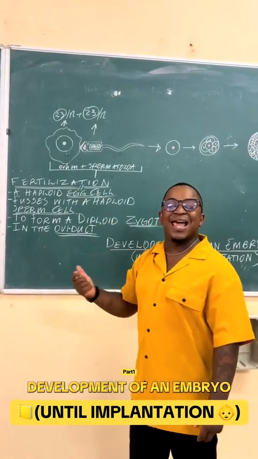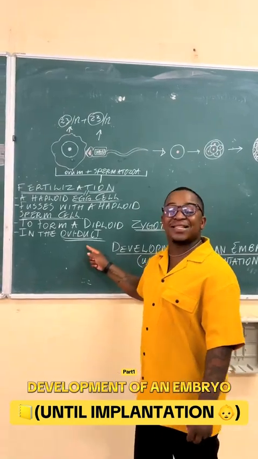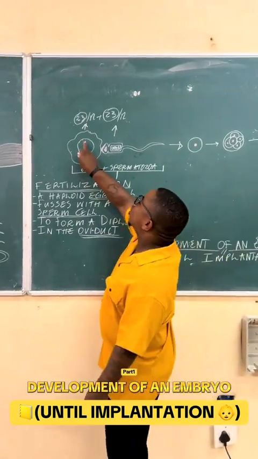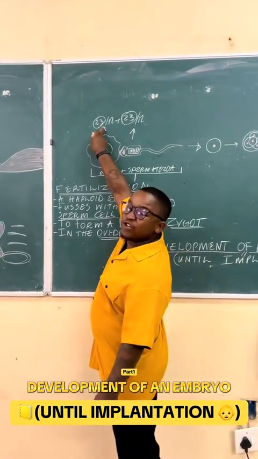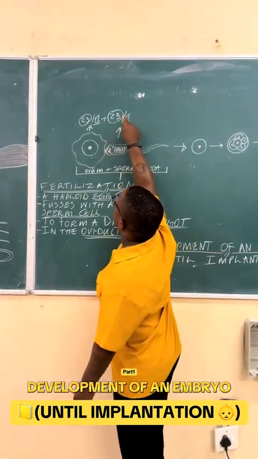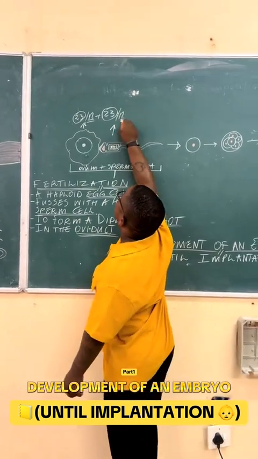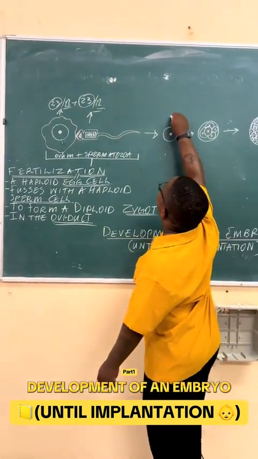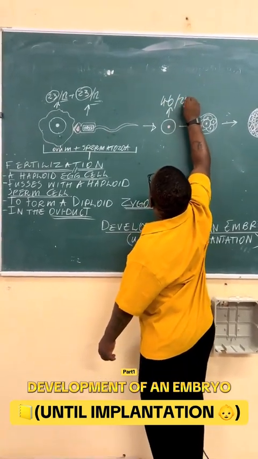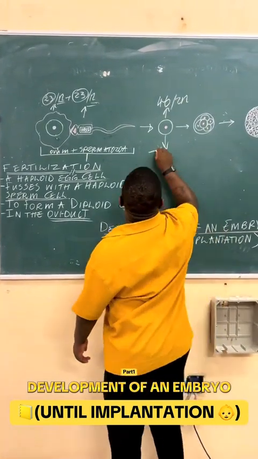And this process happens in the oviduct, which we call the fallopian tube. By haploid we mean the egg cell is made of 23 chromosomes, represented by N. It fuses with the sperm cell, which is also made up of 23 chromosomes represented by N. It results in a diploid structure with 46 chromosomes, represented by 2N. And this diploid structure is called the zygote.